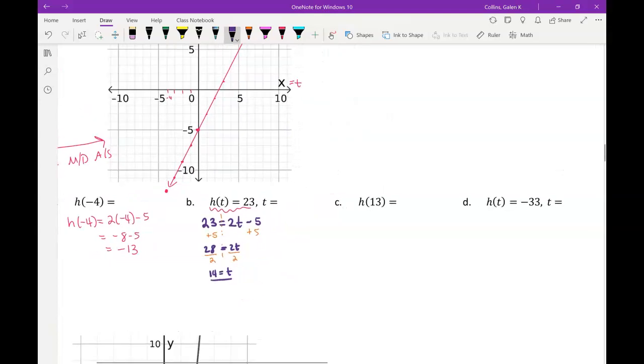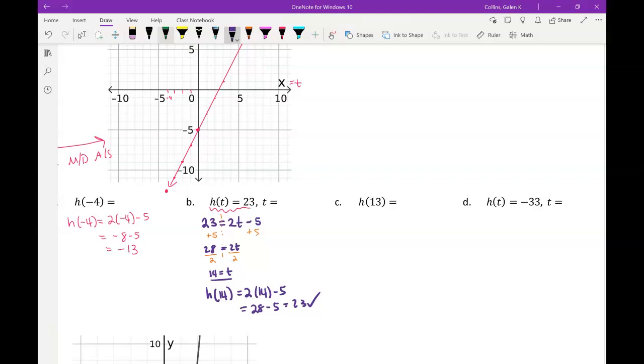And remember, you could always check your work. Something that's really nice about math is you could now plug 14 back in and say 2 times 14 minus 5 is 28 minus 5, which is 23. So we can check that way.